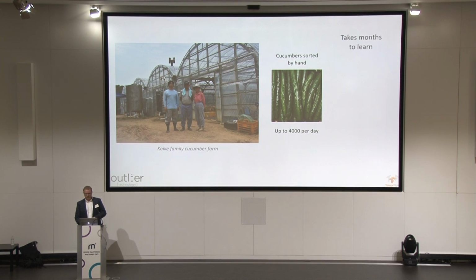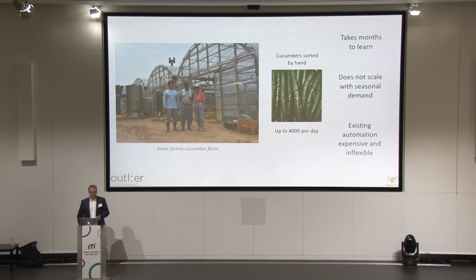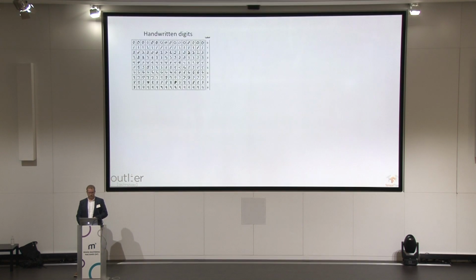Now, the process of categorizing takes months to learn, so it doesn't particularly scale well around harvest time. Temporary workers can't be trained particularly quickly. And while there is existing automation in this area, it's expensive, it's not particularly flexible, and it's quite bulky. So Makoto wondered if there was a cheap way to categorize the cucumbers on the basis of image analysis. And he started to look at TensorFlow.